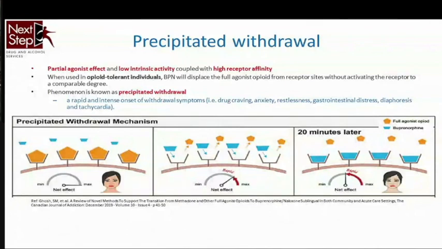So if you look at the orange shape, that's potentially methadone or heroin or whatever other opiate the person is tolerant to. And the blue shapes partially fill the receptors, that's buprenorphine. So what happens with precipitated withdrawal is when you give someone a reasonable dose of buprenorphine a little bit too early, you get that rapid change, and people don't really like that. So they experience that precipitated withdrawal.